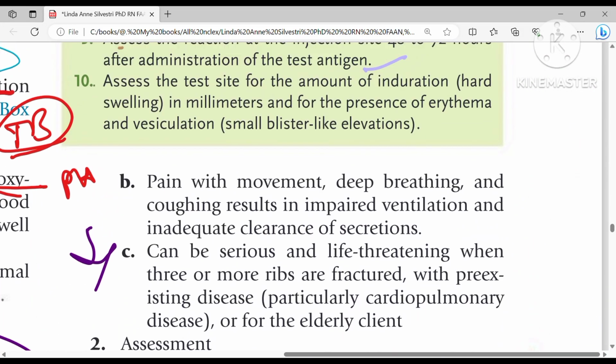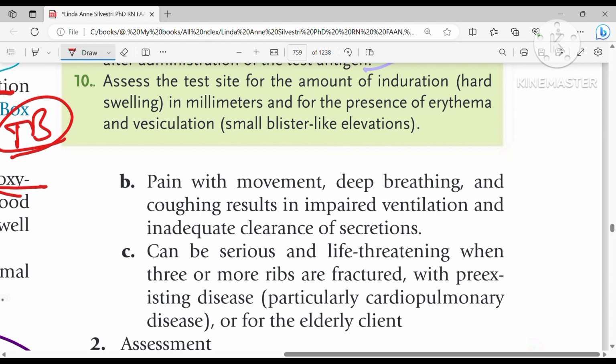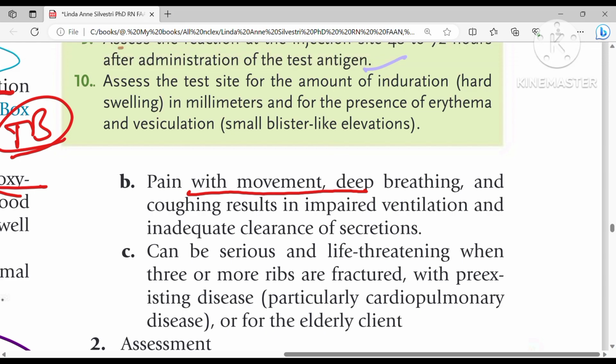Then the next point is, when chest trauma occurs, what can there be? Chest injury is there, with pain on movement. When we move, pain will be there. When we breathe deeply, pain will be there. If we cough, pain will be there. This results in impaired ventilation, and inadequate clearance of secretions.